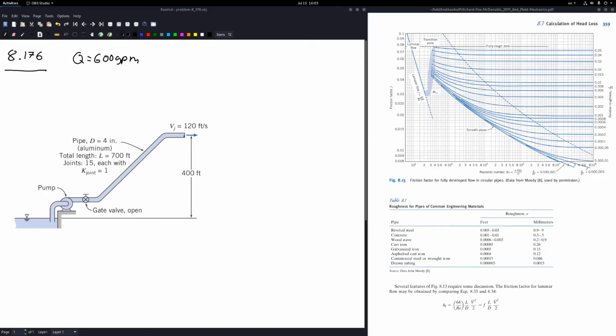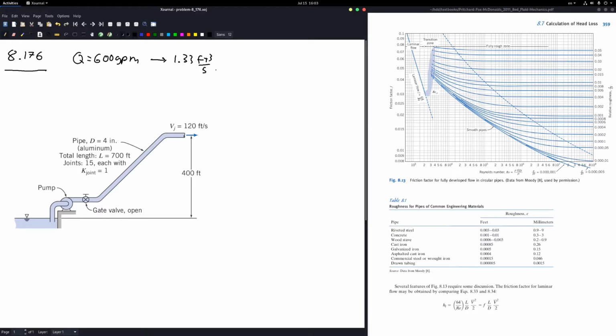Next problem is problem 8.176. So here I just copied over the sketch of the problem, and I also wrote down the important values that we were going to need. So the flow rate, which is going to be 600 gallons per minute.